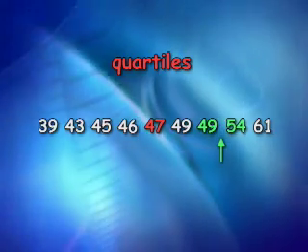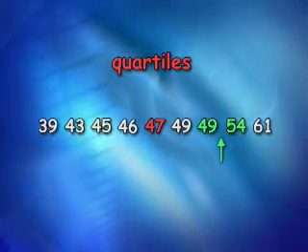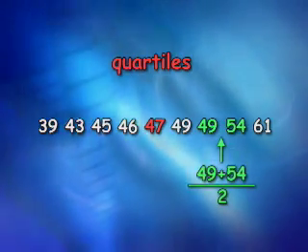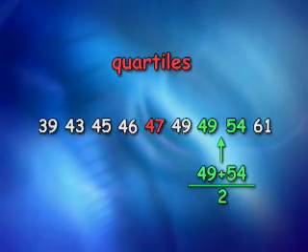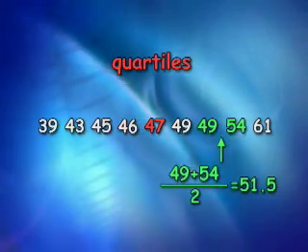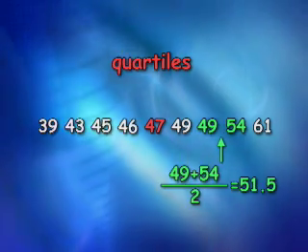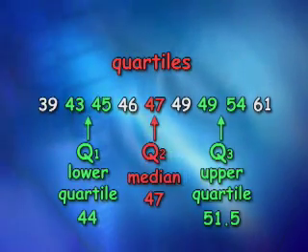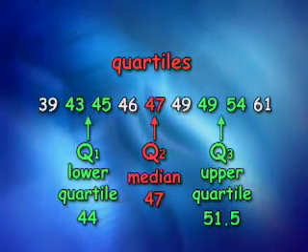Similarly, 49 and 54 are the middle numbers of the upper half. Add them and divide by 2 to get the median of the upper half, which is the upper quartile. That's 51 and 5/10. We now have the data divided into 4 subsets.